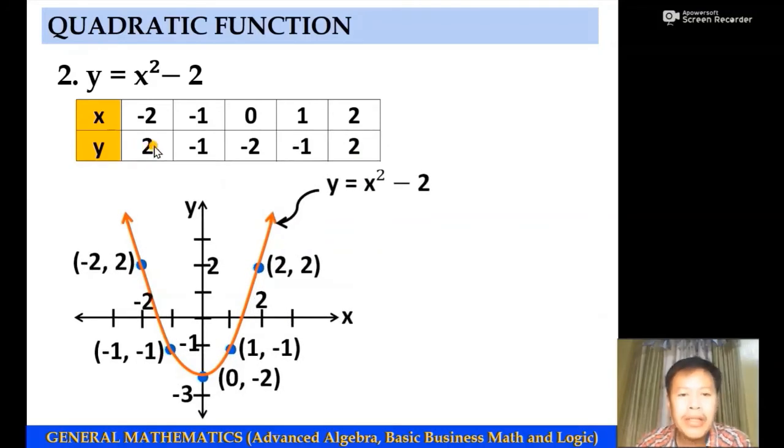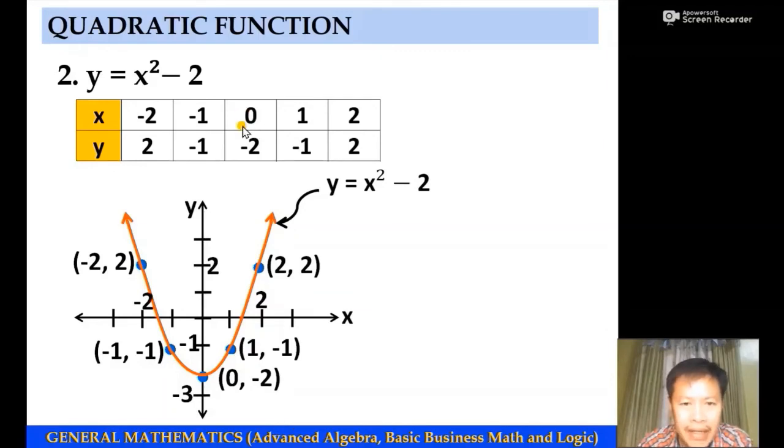Take note, the opening of our parabola is signified by the coefficient of the quadratic term. If the coefficient of the quadratic term is positive, our parabola opens upward. If the coefficient of the quadratic term is negative, our parabola opens downward.